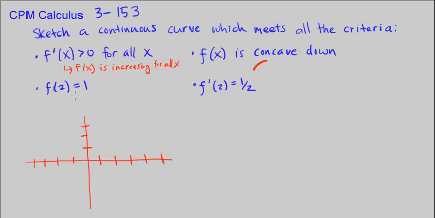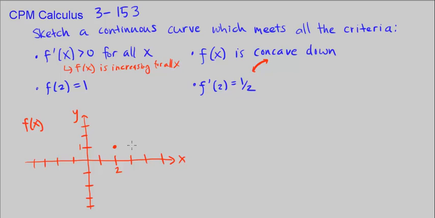And we know at x is 2, our output is 1. Here's our x-axis, our y-axis, and this is the graph of f of x. So increasing for all x. Concave down means the increasing has to look kind of like this. f of 2 is equal to 1, so this point exists. f prime of 2 is equal to 1/2, which means the slope at x is 2.